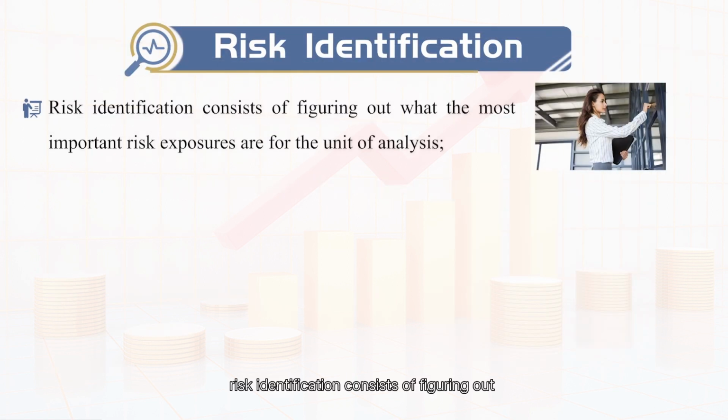Step 1. Risk identification consists of figuring out what the most important risk exposures are for the unit of analysis, be it a household, a firm, or some other entity. For example, a person who has never missed a day of work because of illness or injury may give little thought to the risk of disability. Buying insurance against the disability risk might make sense, but may not even be considered.